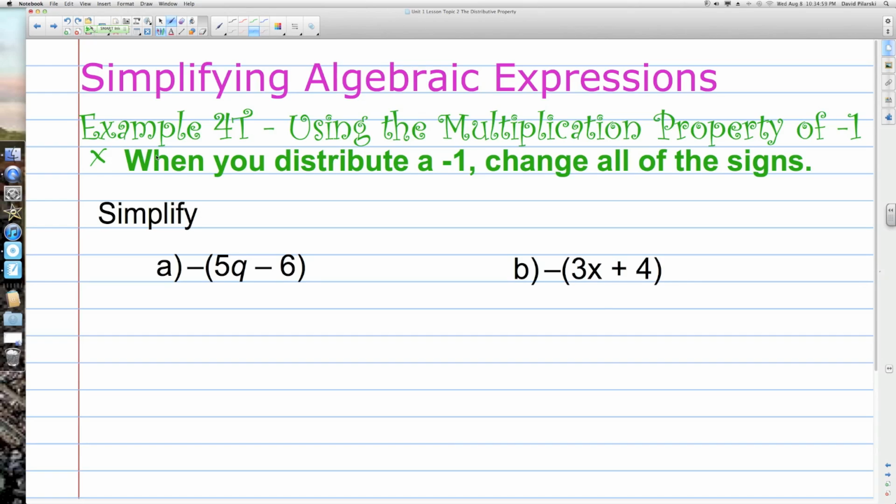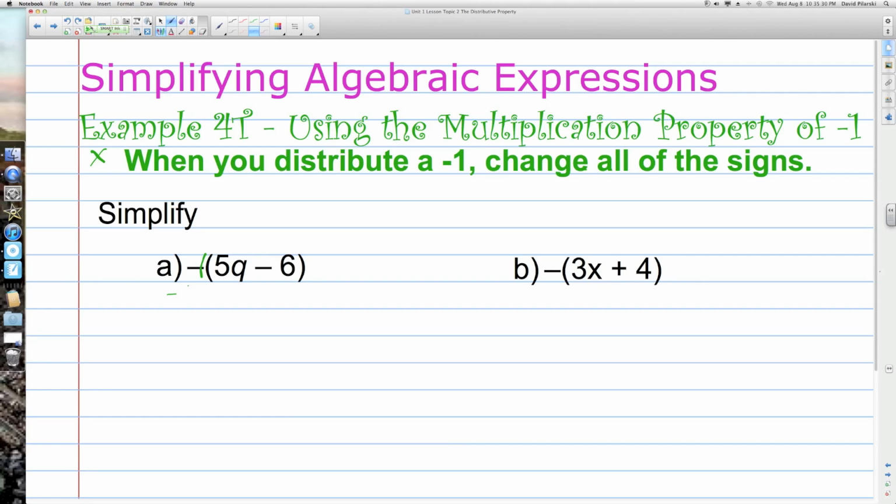When you distribute a -1, change all of the signs. So all of the signs inside the parentheses are going to change. We're told to simplify. In part A, this would be read the opposite of the quantity 5q minus 6, or you could read it as negative 1 times the quantity 5q minus 6. And why we change the signs is because of the multiplication property of negative 1. When you multiply by negative 1, you change the sign.